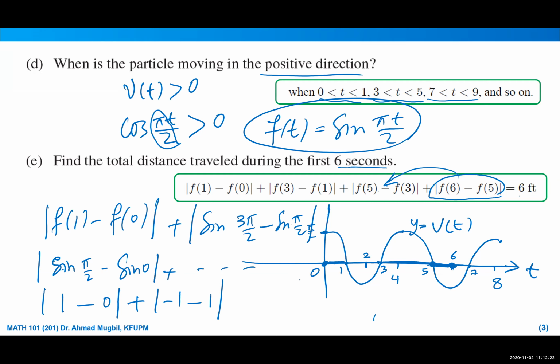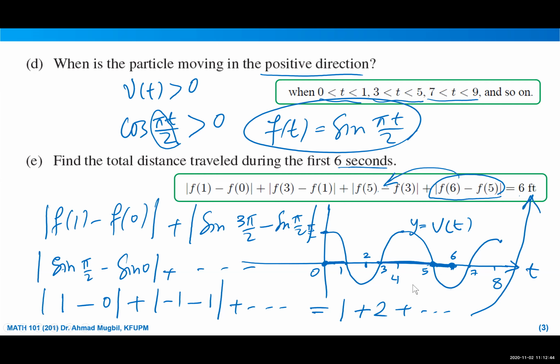And you can continue this way, of course, Shabab. So it will be 1 minus 0, which is 1. This will be plus, equals 1. This will be negative 2. The absolute value of negative 2 is 2. And you can continue this way, ya shabab, and the final answer will be 6.